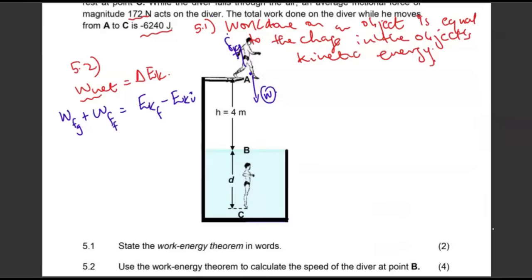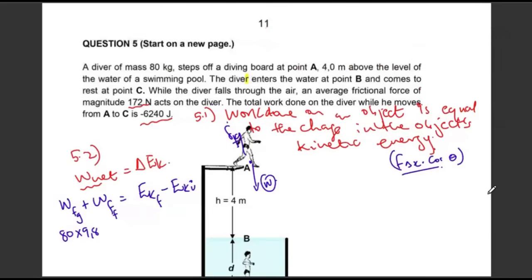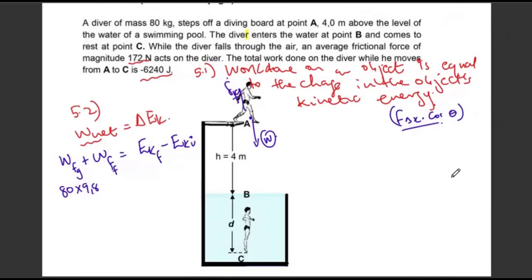So work done, remember the formula is force times delta X and then the cos of either 0 or 180. So the weight, this guy is 80 kilograms, so it's going to be 80 multiplied by 9,8 to get the weight. Then the cos of 0. Do I need to get the cos of 0 as well? Yeah, times 4 cos of 0.